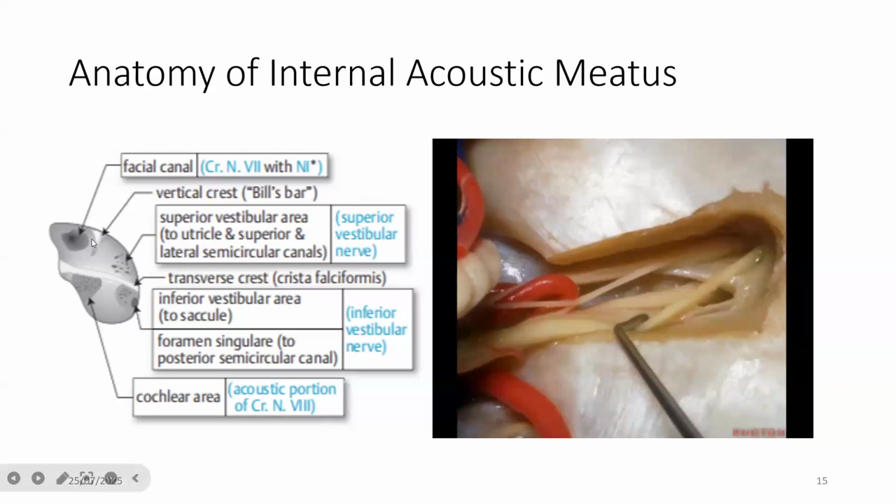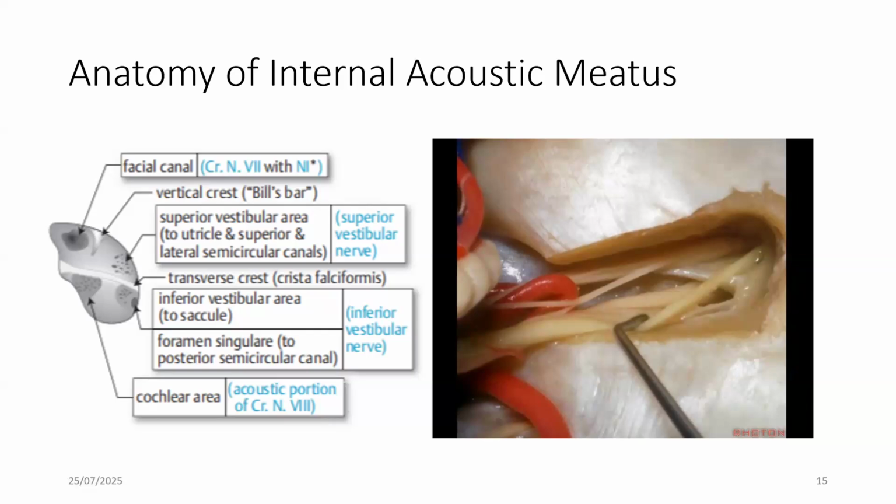and then separating these 2 structures is the Bill's bar. It is a vertical crest that separates the facial nerve from the superior vestibular nerve, and dividing the internal acoustic meatus into 2 is the transverse crest. And then the lower half of this contains anteriorly the cochlear nerve, and then posteriorly the inferior vestibular nerve.